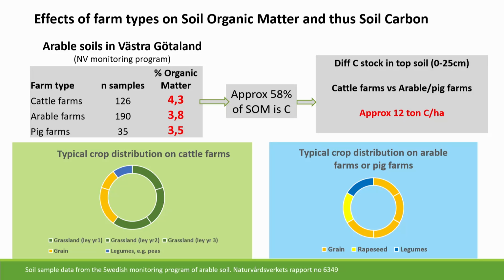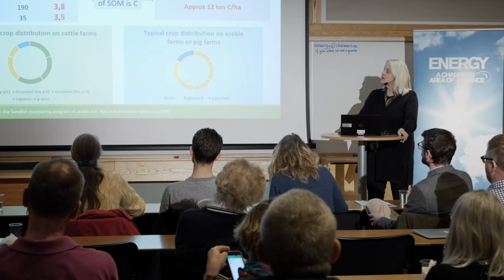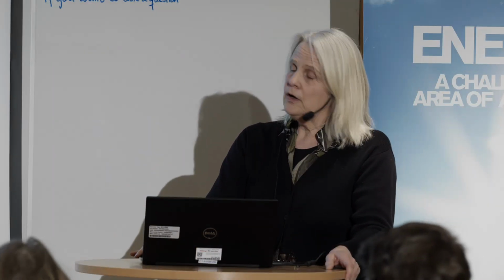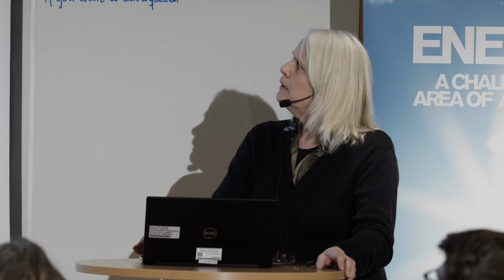And the big explanation for this is the typical crop distribution. On cattle farms we have grassland, or what we say ley, with different years in Sweden and in Denmark. Typically 60-65% of the arable land on a cattle farm is in grassland, and then there are some grain, maybe legumes. While if we have a typical arable farm, we have cereals, winter wheat, spring barley, probably some rapeseed and maybe some legumes, but it's annual crops. And this is the big explanation for the differences in carbon stock that you build up after some years.